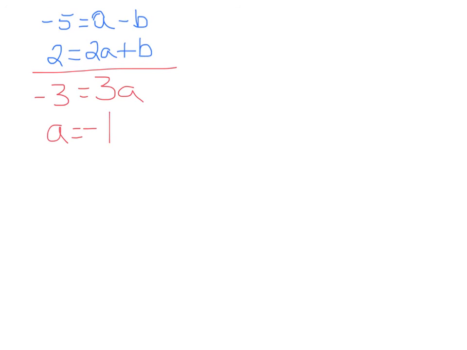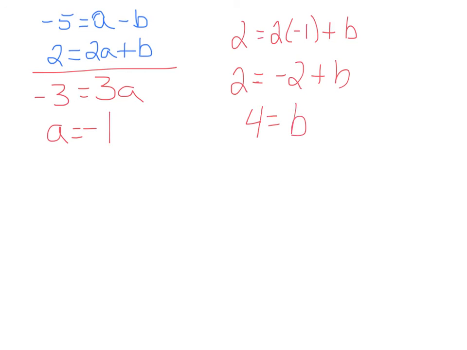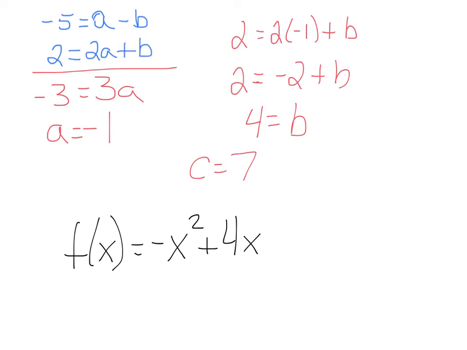And I will substitute that back in, and I'll take the second equation here and figure out what b is. So we have 2 equals 2 times negative 1 plus b. So that's 2 equaling negative 2 plus b. Add 2 to both sides and get 4 equals b. And we also remember from before, c equals 7. So the quadratic function that produces the parabola is f of x equals negative 1x squared plus 4x plus 7.